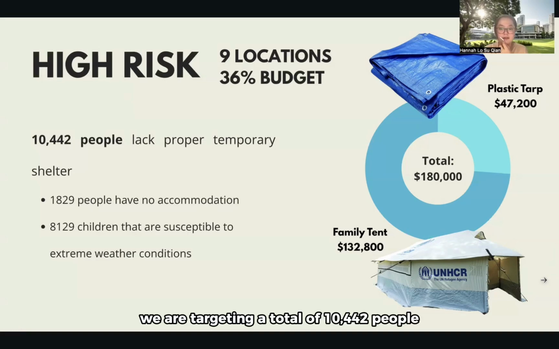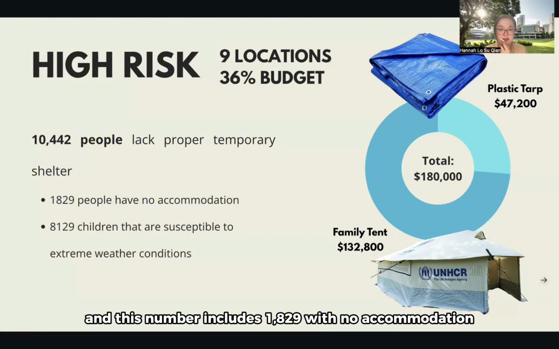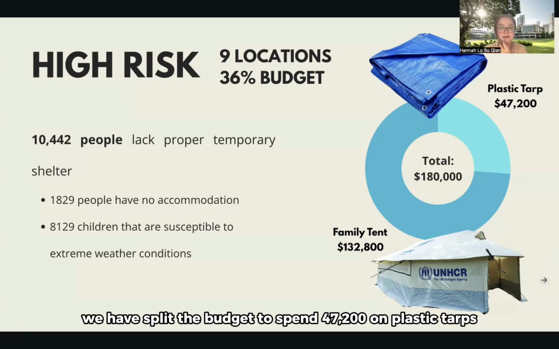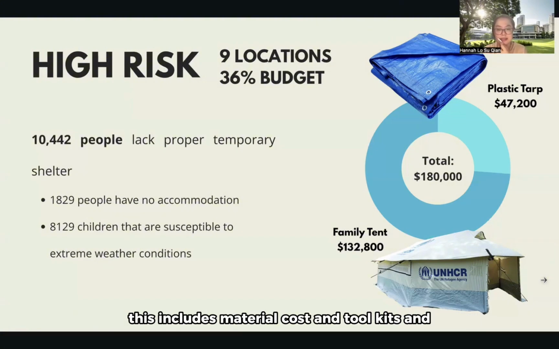We are targeting a total of 10,442 people, and this number includes 1,829 with no accommodation and 8,129 children who are part of the more vulnerable due to their susceptibility to the extreme weather conditions of the desert. We have split the budget to spend 47,200 on plastic tarps. This includes material cost and toolkits, and 132.8K on family tents.